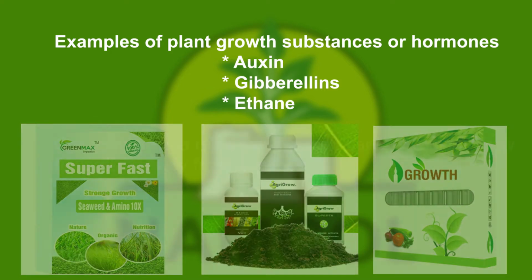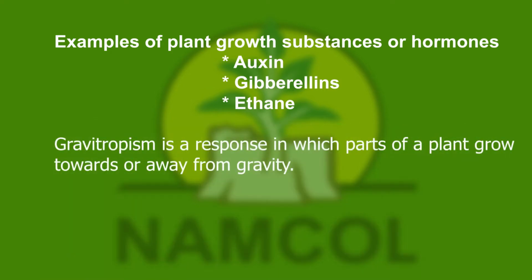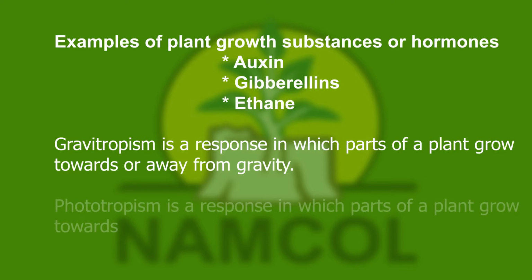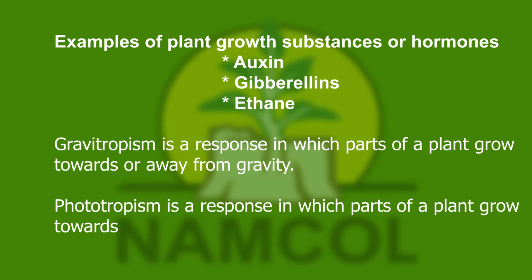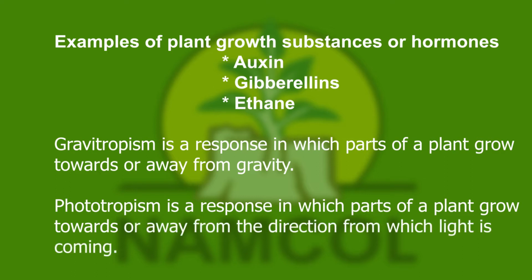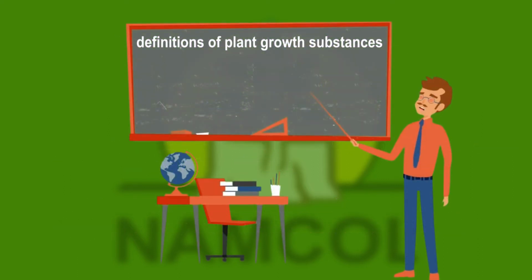We will discuss this in detail later, but now let us have a quick look at the definition of gravitropism and phototropism. Gravitropism is a response in which parts of a plant grow towards or away from gravity. Phototropism is a response in which parts of a plant grow towards or away from the direction from which light is coming.